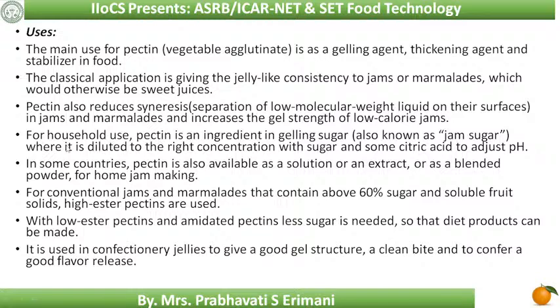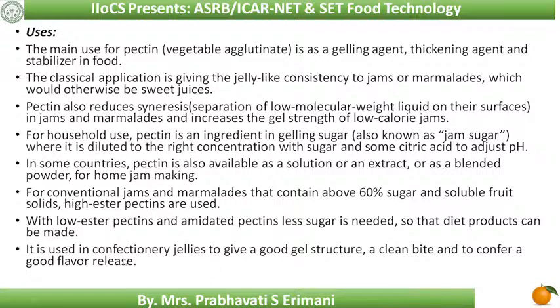For household use, pectin is an ingredient in gelling sugar, which we call jam sugar, where it is diluted to the right concentration with sugar and some citric acid to adjust the pH. Then at home also you can make a very nice jam. In some countries pectin is also available as a solution or extract, and as a blended powder for home jam making. Conventional jams and marmalades contain about 60% sugar and soluble fruit solids, and high ester pectins are used. With low ester pectin and amidated pectins, less sugar is needed so that diet products can be made.